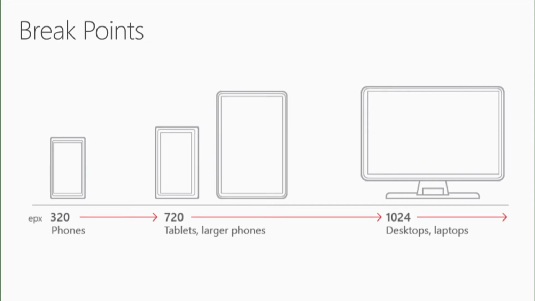There are three main breakpoint examples here. You can see that we've got 320 effective pixels for the phone, 720 effective pixels for tablets and larger phones, and 1024 effective pixels for desktops and laptops. If you design for these specific breakpoints, again, you need to keep in mind that you're designing for the amount of screen space available to your app. Because of how the scaling system works, you're also not looking at physical pixels here. You're looking at effective pixels. So you can ignore the pixel density and the screen size and instead pay attention to the effective resolution that you have available.